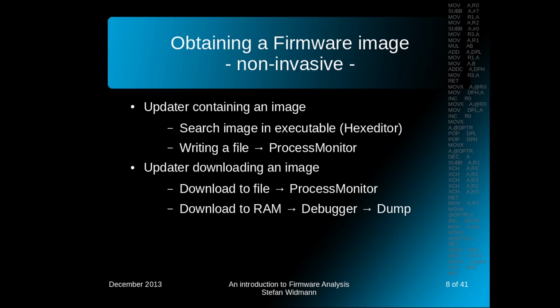Maybe the updater is just checking your device, so it's just a little downloader, checking your device type, taking a look at the FTP server of the manufacturer, and downloading an image if there's one available. So, if it is downloading the image to a file, Process Monitor again. If it is just downloading to RAM, okay, you have to go for a debugger, and you have to dump it from memory.